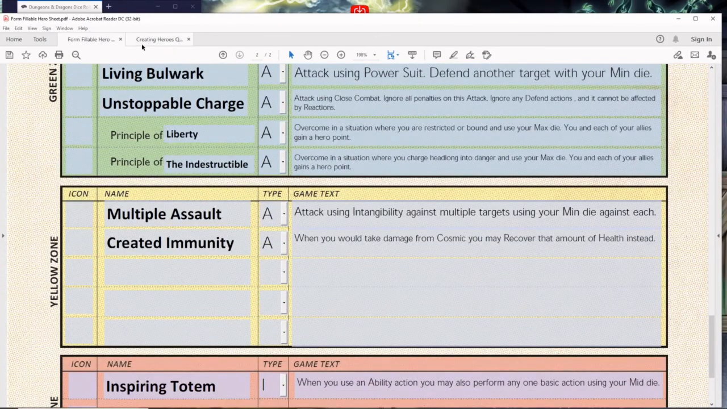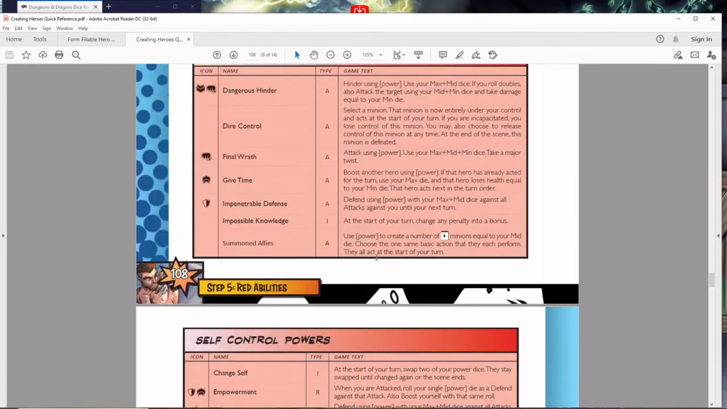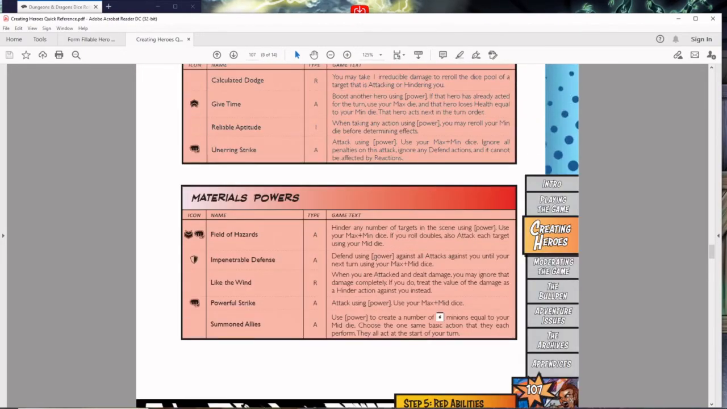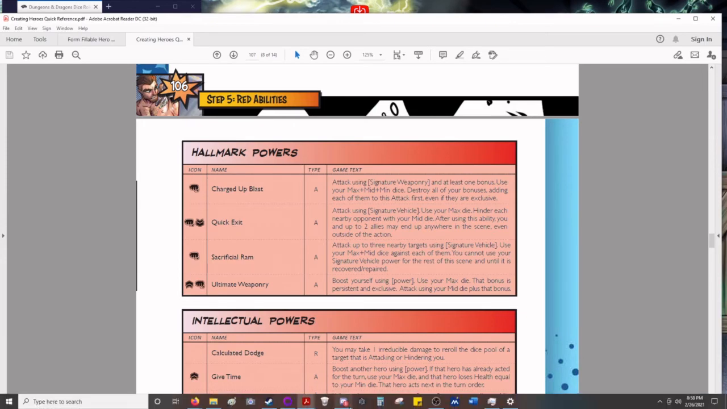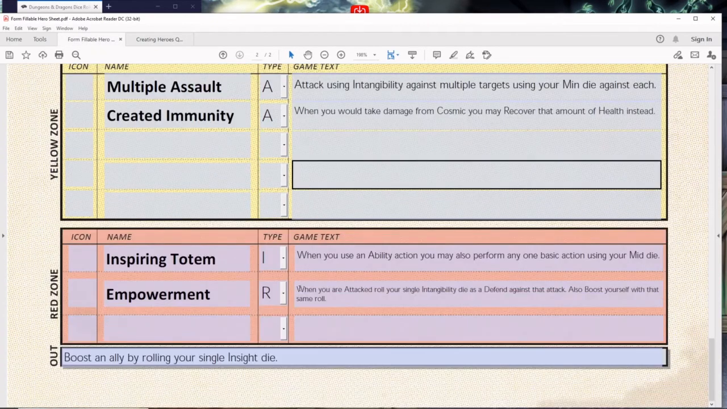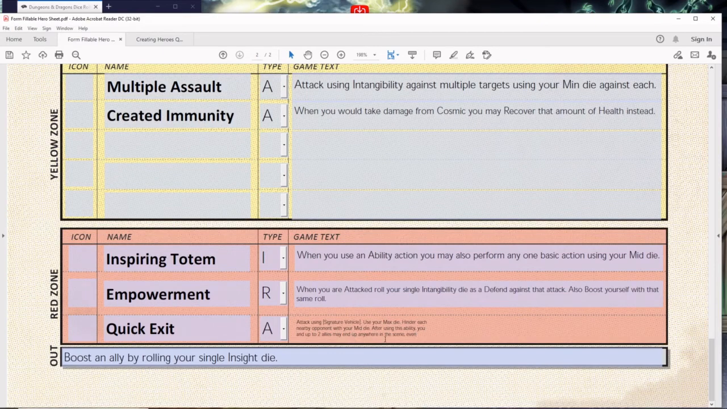Gain an extra red ability. I kind of want to do something with the space-Vespa. Where's that hallmark stuff? I think we're going to get quick exit. Quick exit A. And I'm just going to do this right. Since it's right here, I should have done it with the other reds.